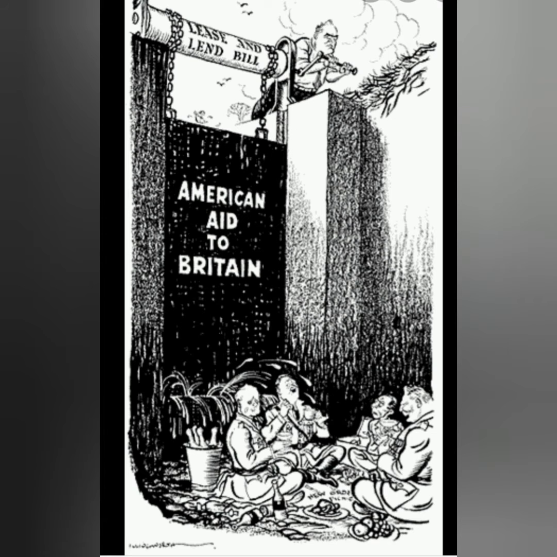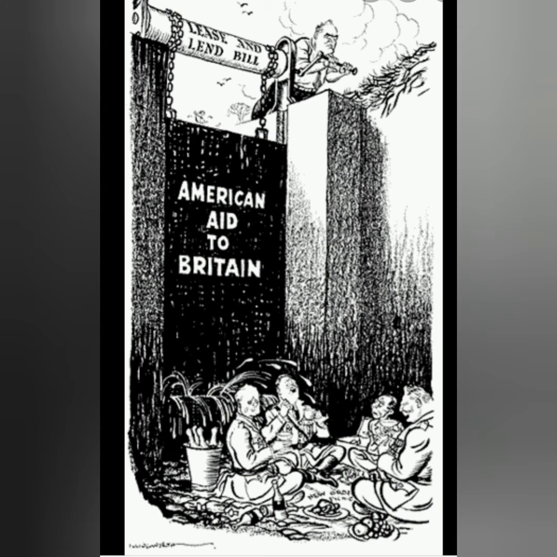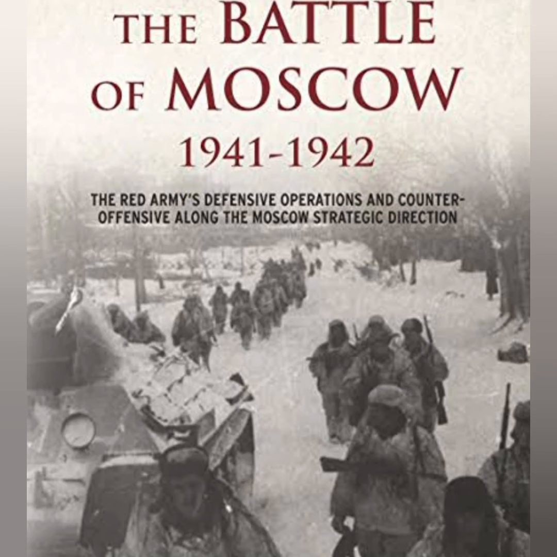The next is Lend-Lease. What is that? American aid to Britain is called Lend-Lease. It was introduced by the US President Mr. Roosevelt. He thought that the United States had to change its policy of isolation, but could not intervene directly in the war. So he started the program of Lend-Lease in March 1941. Arms, food, military equipment and other supplies were sent to Britain as a loan.